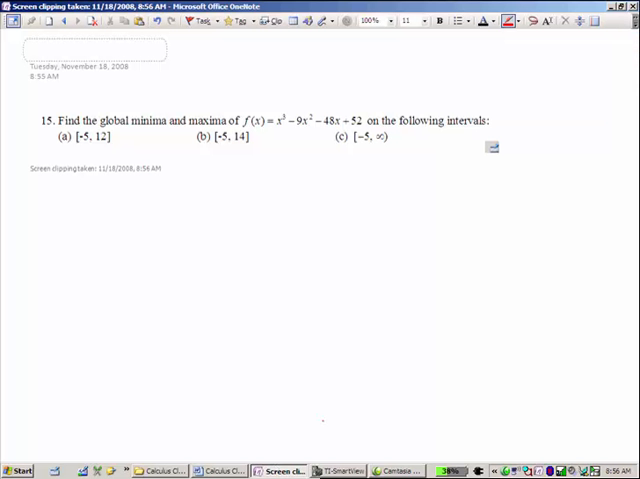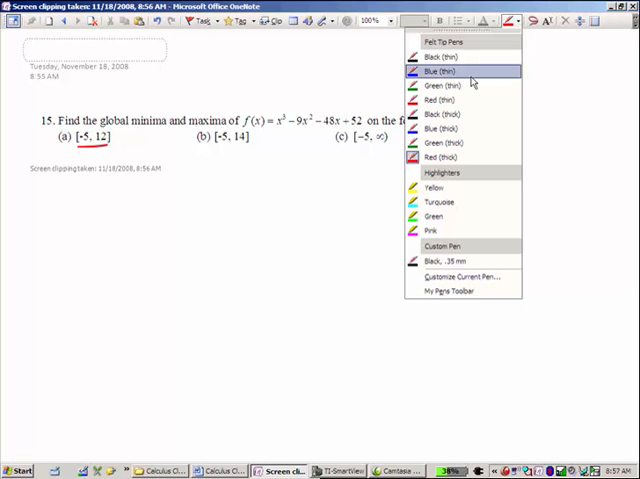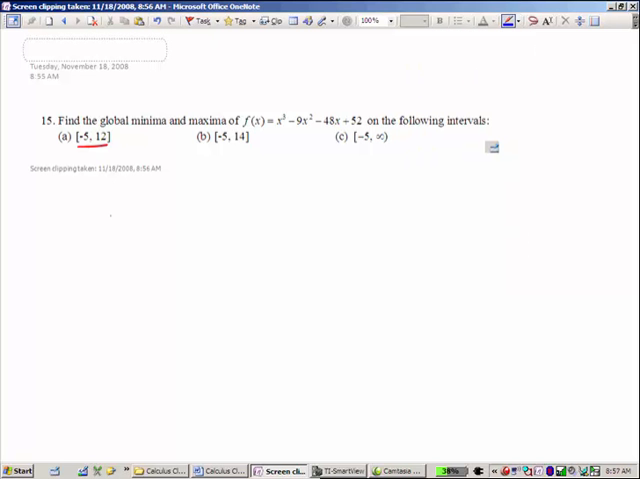All right, so I'm ready for some information. We're just going to look at A, and we're looking at it on the interval from -5 to 12. So what did you find? You did something, I think. What did you find for me?